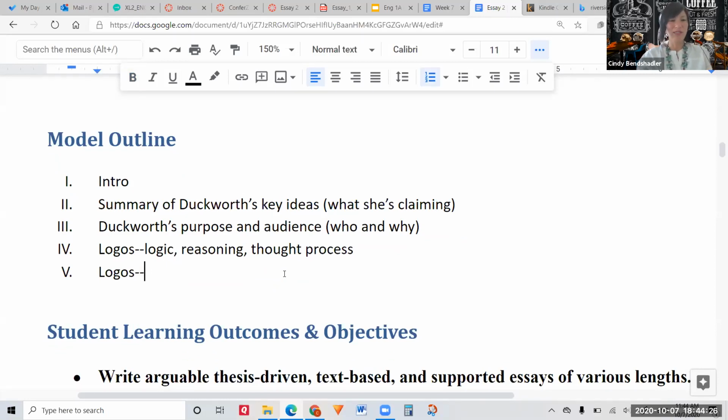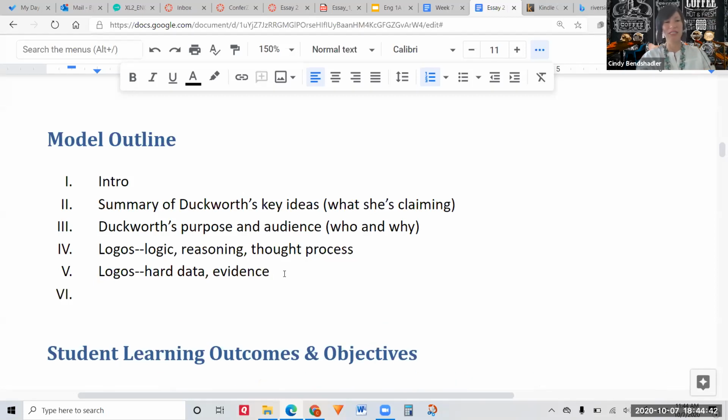So, okay. So another part of logos is looking at hard data evidence. Okay. So that could be 2 different paragraphs. So now we're already at 5 paragraphs, and we've only dealt with 1 rhetorical appeal. Okay. Now you don't necessarily have to have 2 of these. Ethos similarly can be broken into 2 different aspects.